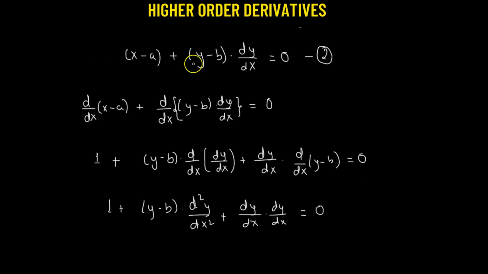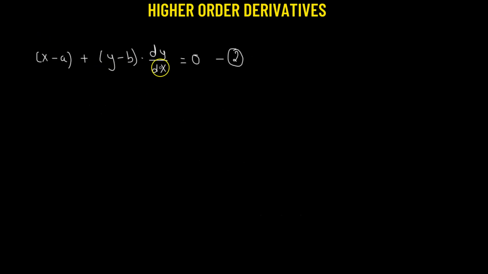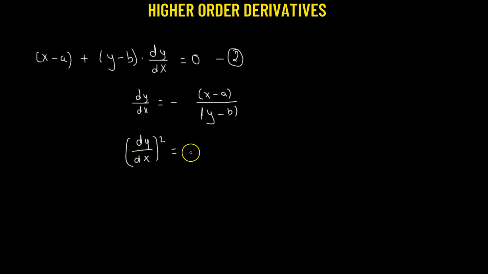So we obtained (x − a) + (y − b) times the first derivative of y with respect to x equals 0. So you will use this equation. From here, we'll isolate dy/dx. That means dy/dx will be equal to negative (x − a) divided by (y − b). Now we will square both sides to get (dy/dx) squared, which will be equal to ((x − a) divided by (y − b)) squared.